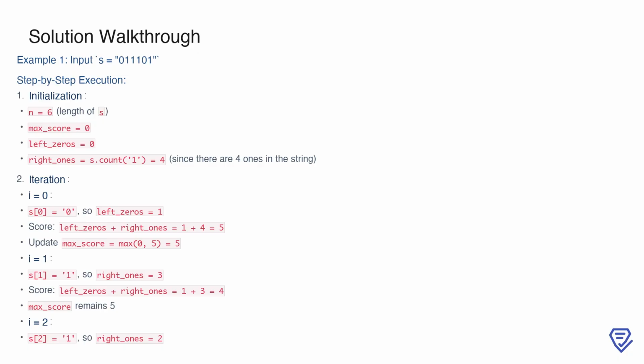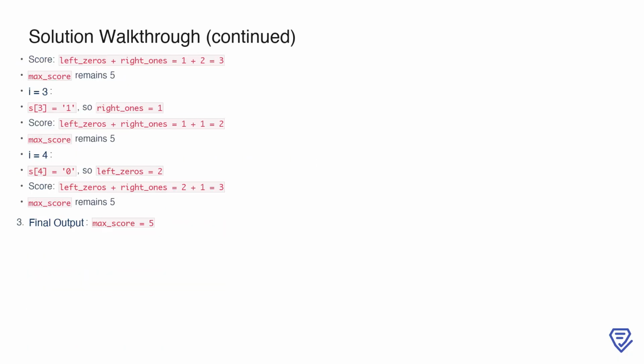At index I equals 2, the character is again 1, so right_ones is reduced to 2, and the score is 3, which is still less than max_score. At index I equals 3, the character is 1, so we again decrement right_ones, which becomes 1. The score at this step is 2, and max_score remains 5.